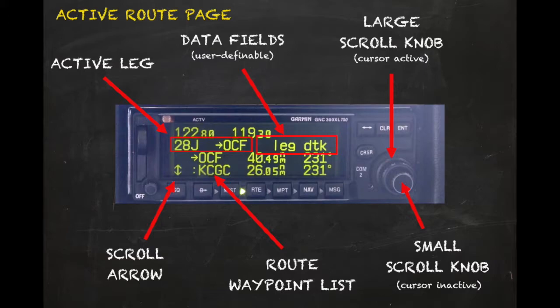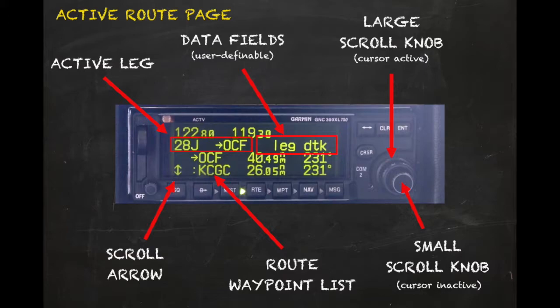Below the active leg will be a sequential list of waypoints that make up your route. The presence of a scroll arrow in the lower left indicates there are additional route waypoints. You can use a small inner knob to scroll up and down through the waypoints. However, if the cursor is active, you will need to use a large outer knob for waypoint scrolling instead.